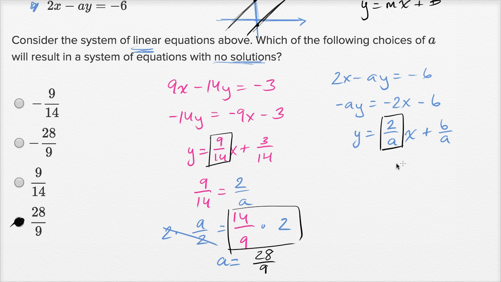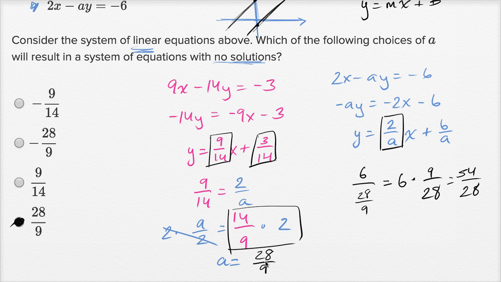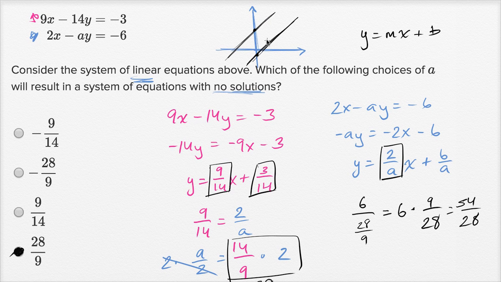This y-intercept is 6 over a, so it's going to be 6 over 28 over 9. Dividing by a fraction is the same thing as multiplying by its reciprocal. So it's going to be 6 times 9 over 28, which is 54 over 28. That is clearly different than 3 over 14. So if a is 28 over 9, same slope, different y-intercepts, and you're dealing with parallel lines. They will not intersect, and you're going to have no solutions.